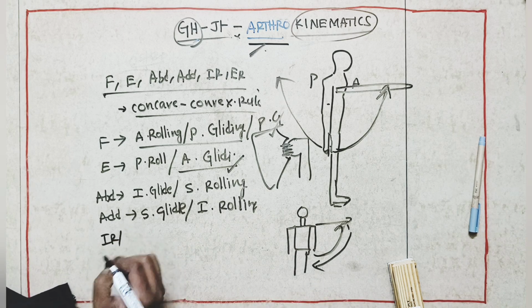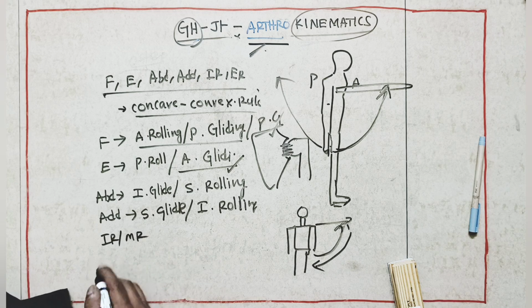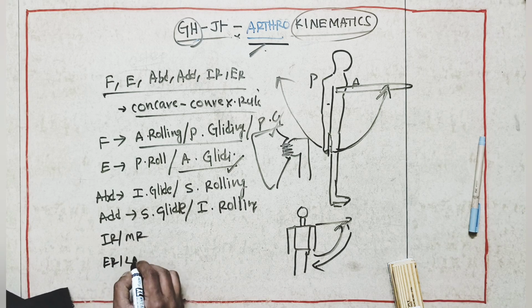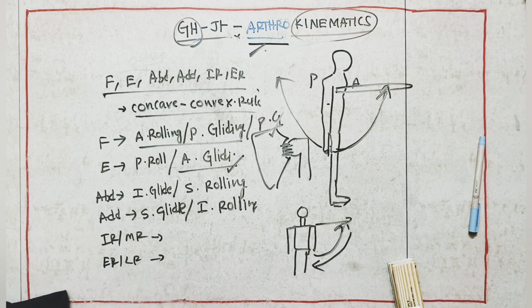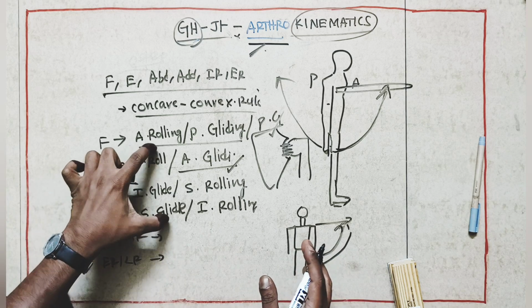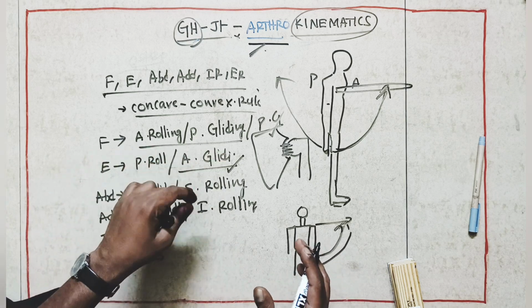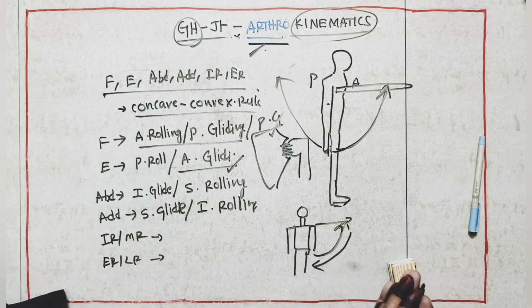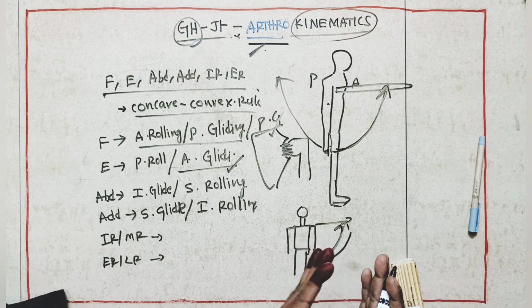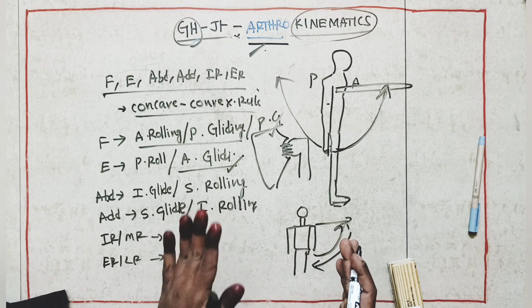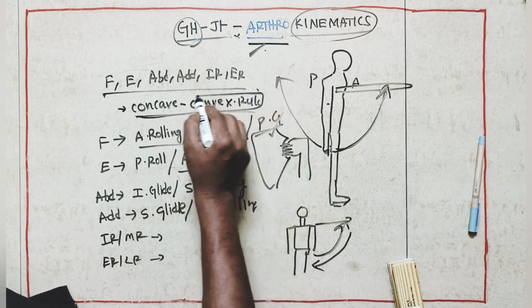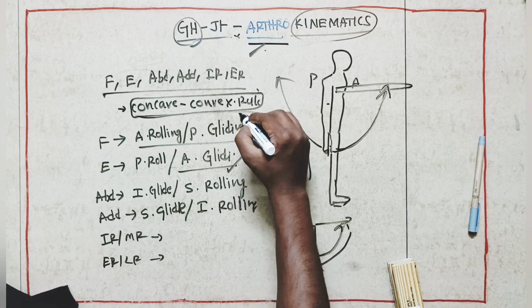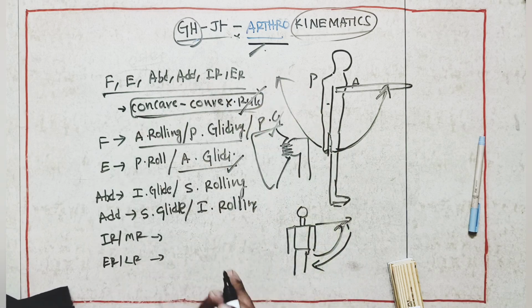After that, we'll see internal rotation, also called medial rotation, then external rotation, also called lateral rotation. I am saying again, if you want to understand rolling and gliding, you have to see our previous videos, second chapter, joint structure and function. In that chapter we explained all these things, and the concave-convex rule also. On the basis of the concave-convex rule only, all these movements happen.